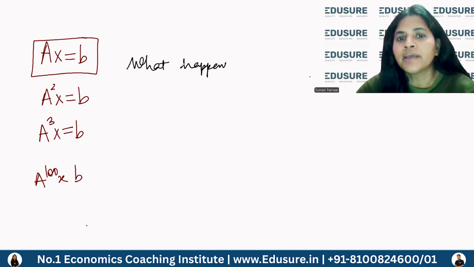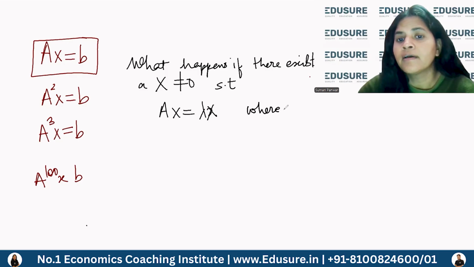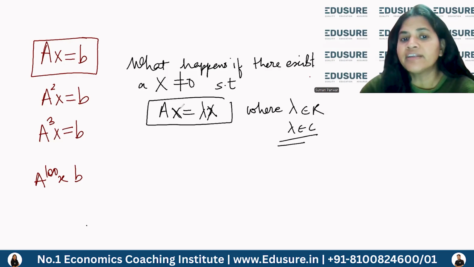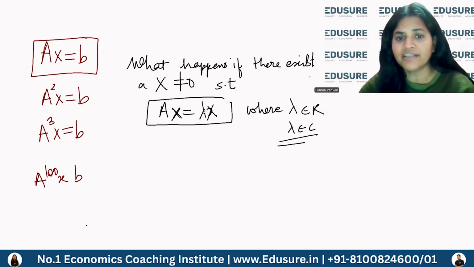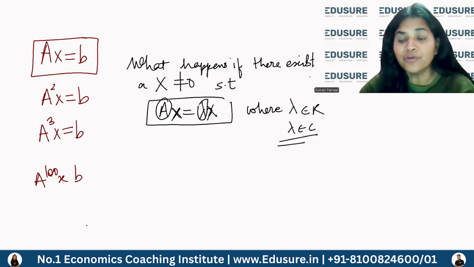What happens if there exists a non-zero vector x such that Ax is equal to lambda x, where lambda can be a real number or a complex number? What happens in a situation where, when I multiply A with a vector x, I get lambda multiplied with the vector x? So the role of the matrix A is now taken up by this constant. It is always better to work with a constant than to work with a matrix.